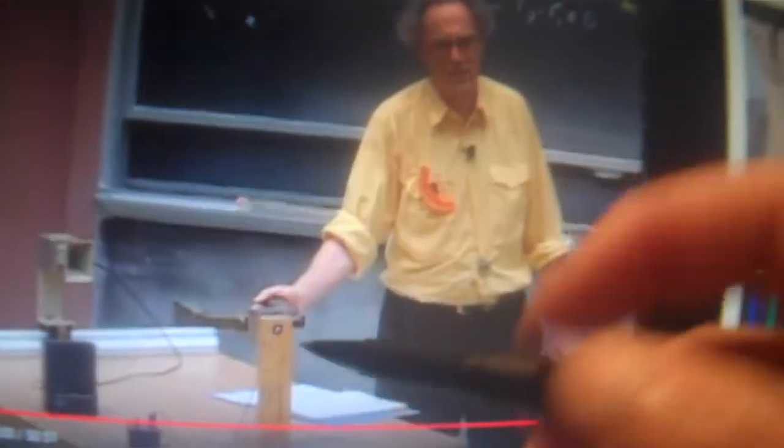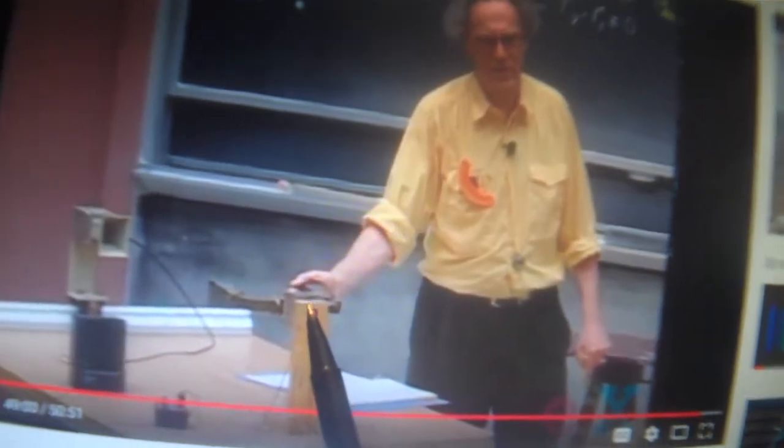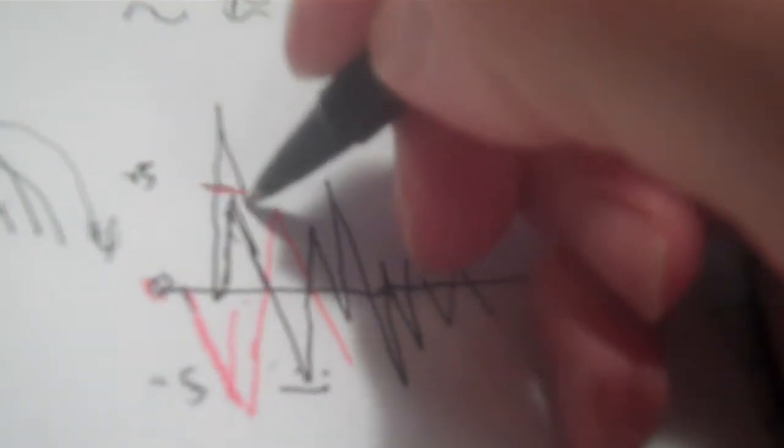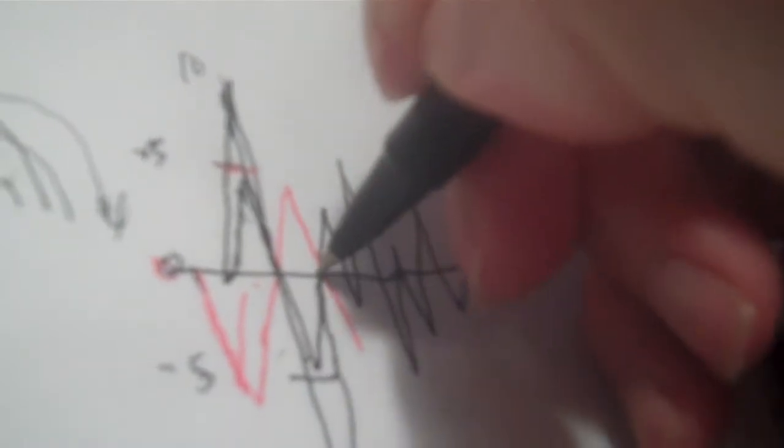So why does it decrease by 4 times when he covers just one of them? Because when there's 2 of them, this signal goes twice as high. So it goes to 10 volts here and 10 volts down here when they're on phase. So when they're on the same phase, it's 10 volts and 10 volts. So that's the 4 times difference.